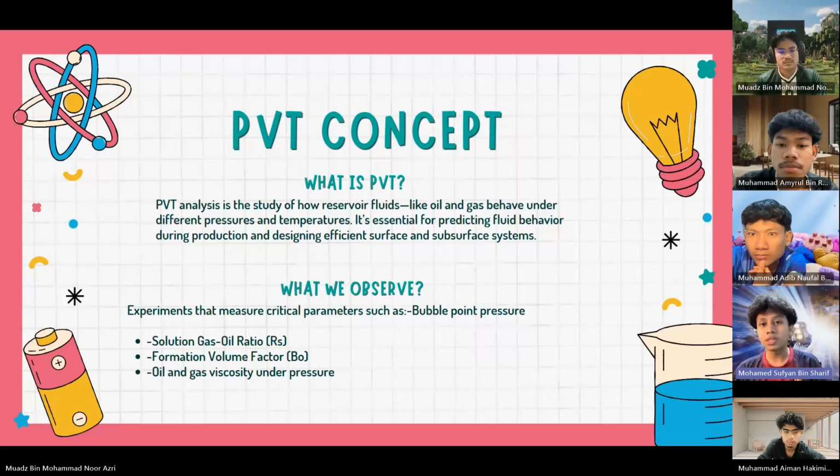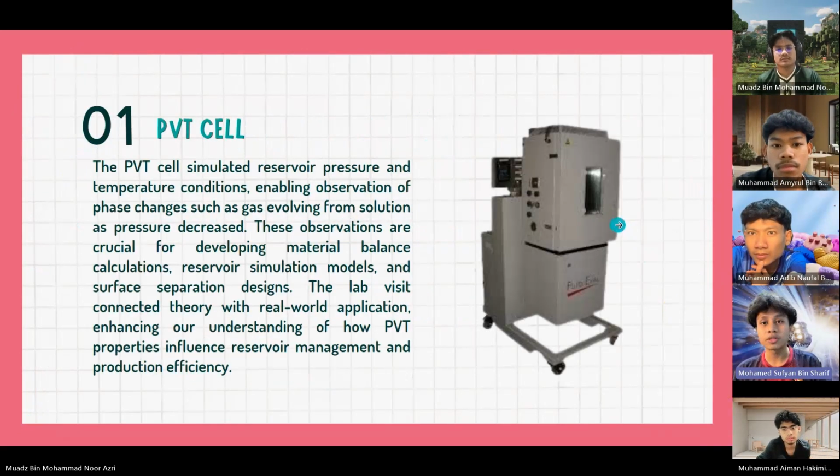And the second part is what are we observing actually? We are observing experiments that measure critical parameters such as bubble point pressure, solution gas oil ratio, which is RS, formation volume factor, which is BO, and the last one is oil and gas viscosity under pressure. And then we will be moving to the next part, which is PVT cell. I will pass to Amirul.